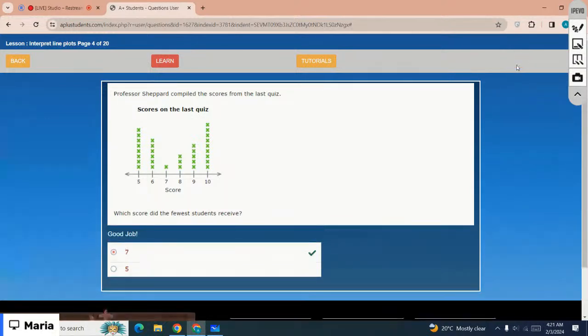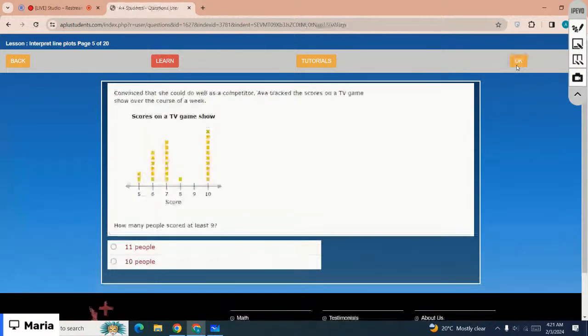The next one is, Ava tracked the scores on a TV game show over the course of a week. How many people scored at least 9? Which is the correct option?